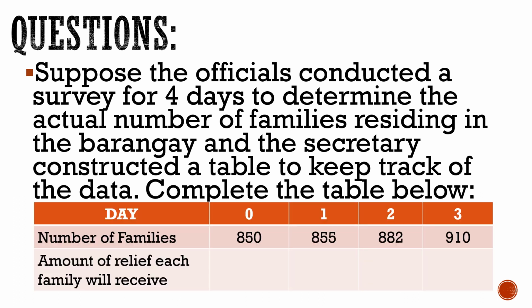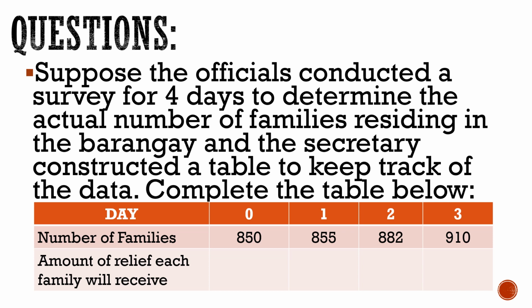So, ito po, yung day 1 po natin, 855 na siya. Pero yung day 0 natin, yung approximation po nila is 850 lang ang number of families. And then, nung nag-survey po sila uli ng day 2, naging 882 na siya. And then, nung day 3, naging 910 na siya. So, nag-iiba po siya, no? So, kung ganyan po yung bilang ng ating mga families, magkano daw po yung amount of relief each family will receive in those corresponding days po.